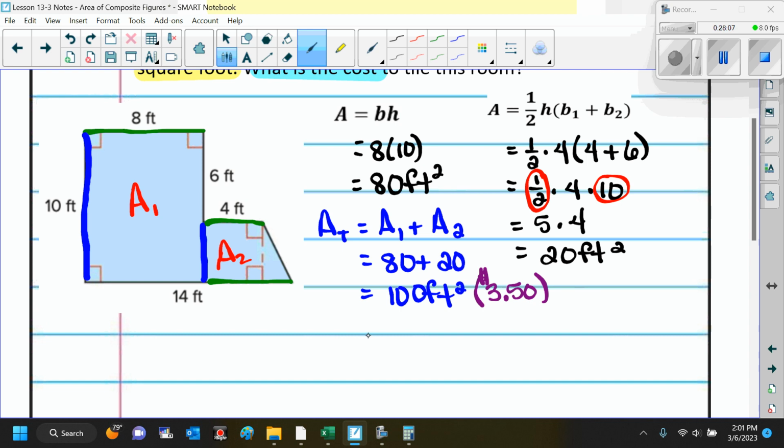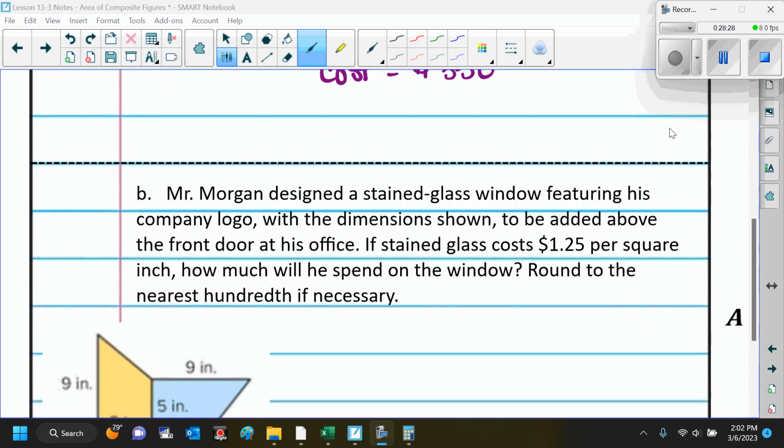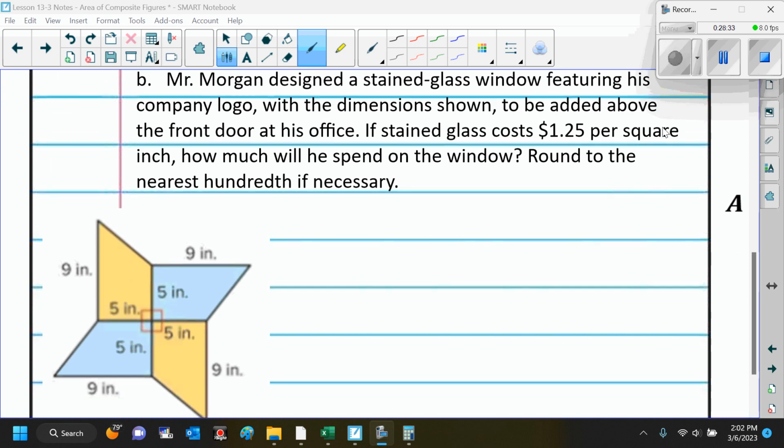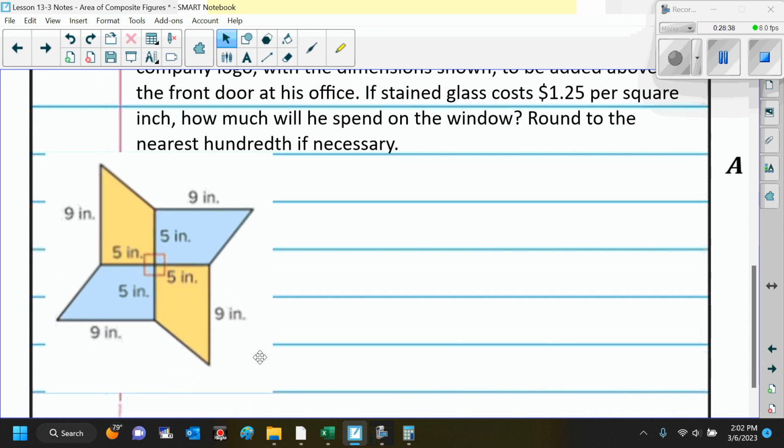When we do that, the cost is going to be equal to 100 times 3.50, just move the decimal, right? That's going to be $350 to tile that whole room. All right, so now I want you to take a minute or two to complete this example B. Move this up a little bit, shrink that picture a little bit so you can see it completely.